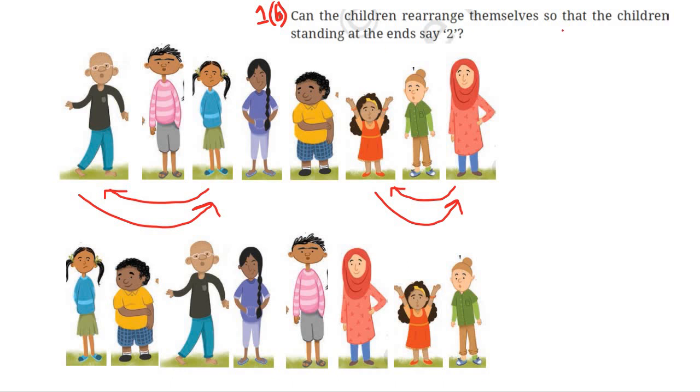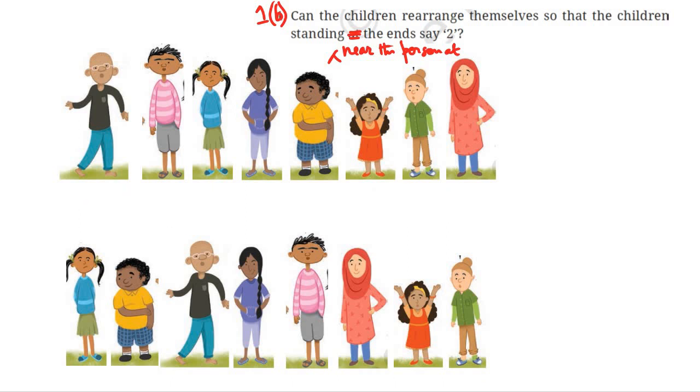Can the children arrange themselves so that the children standing at the ends, I am rubbing this off. Instead I am writing standing near the ends, near the person at the end. So if I include this, then what do you see? See, again I am doing a change over here, sort of shuffling.